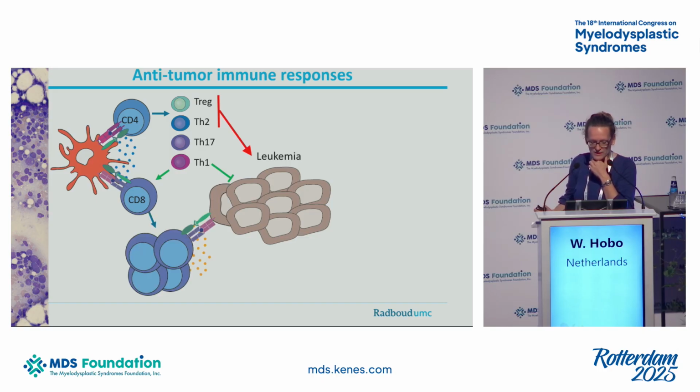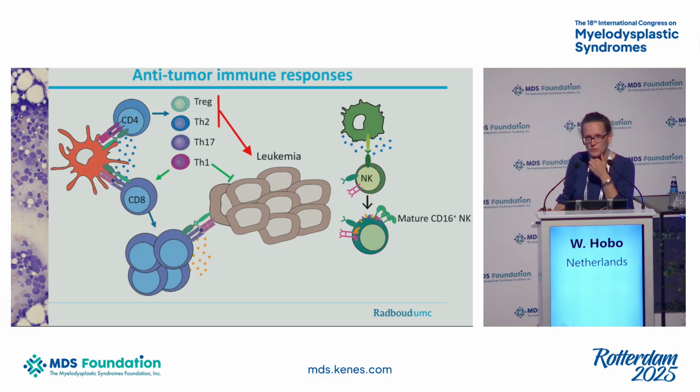Those CD8 T cells, upon activation, clonally expand, produce effector molecules, and can lyse the tumor cells. On the other hand, we have the innate immune cells, the NK cells, another important immune effector population. NK cells can also be activated by dendritic cells, favoring the maturation of those NK cells, which can subsequently attack and kill the leukemia cells.